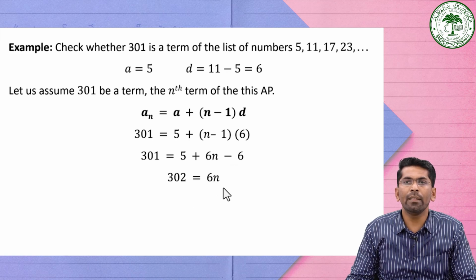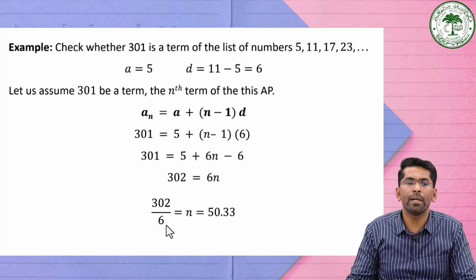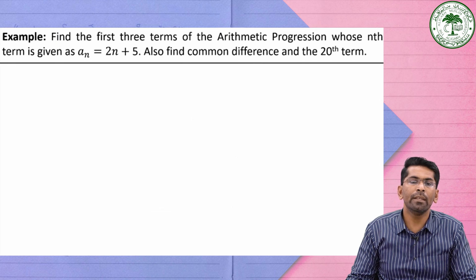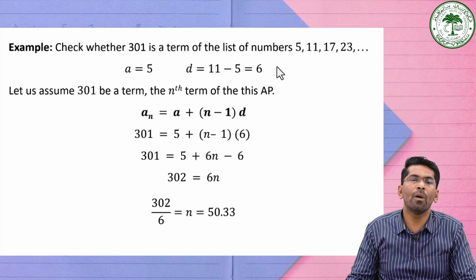Now we can isolate n by dividing both sides of the equation by 6. Then n is equal to 302 divided by 6, which is equal to 50.33. See here, 301 is not an element of this particular series, because this does not give a positive integer.